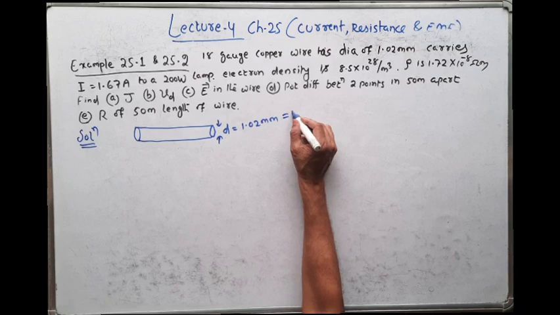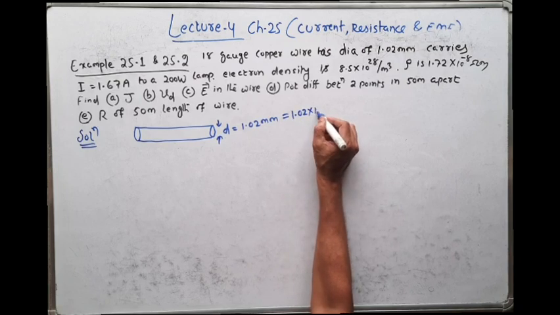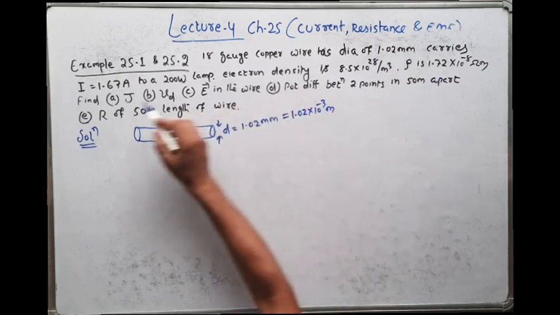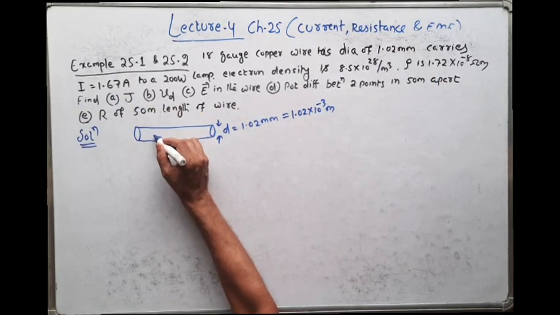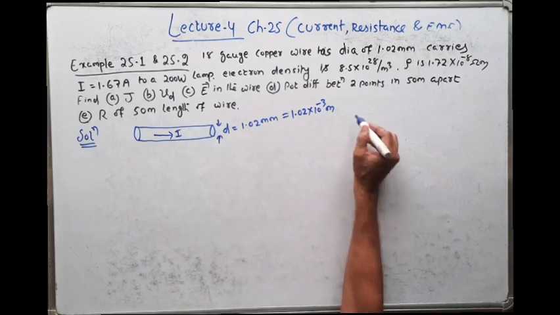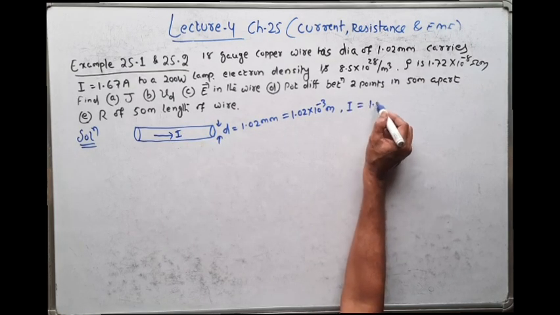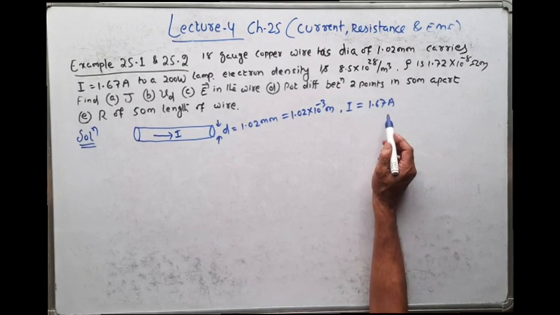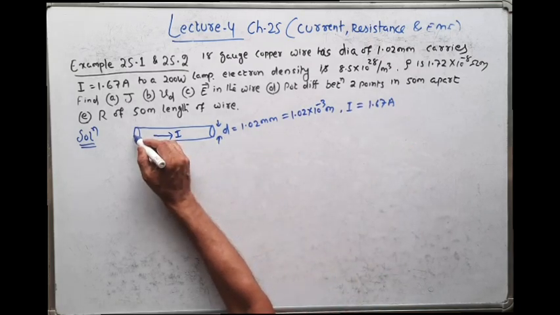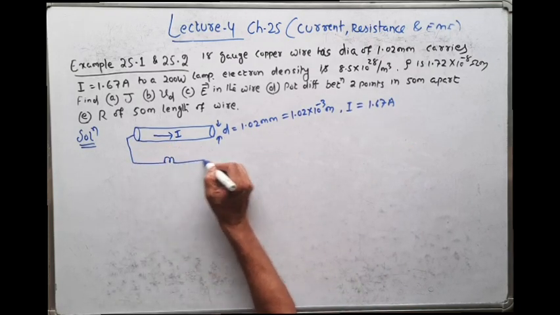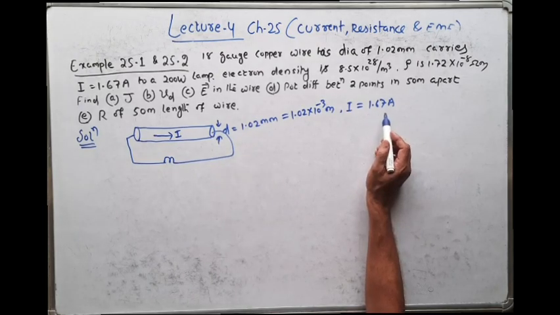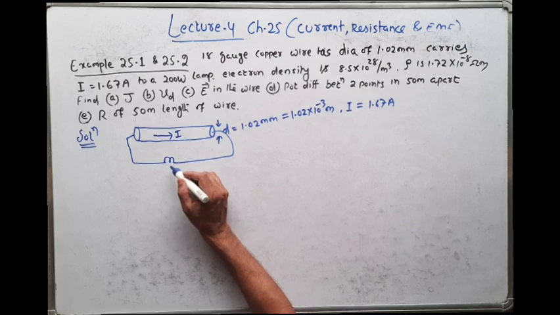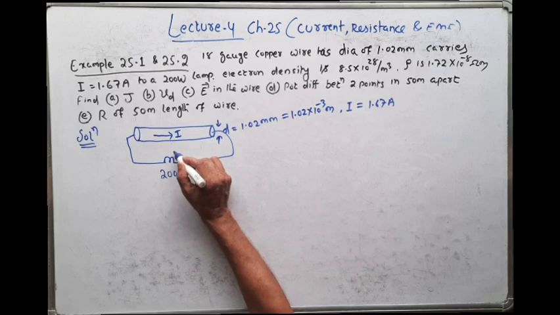We always take the SI system, so convert into meter: 1.02 into 10 to the power minus 3 meter. It carries a current of 1.67 ampere, so I is equal to 1.67 ampere. It is connected to a 200 watt lamp. This is the load, a 200 watt lamp, and we don't know the resistance of this bulb.